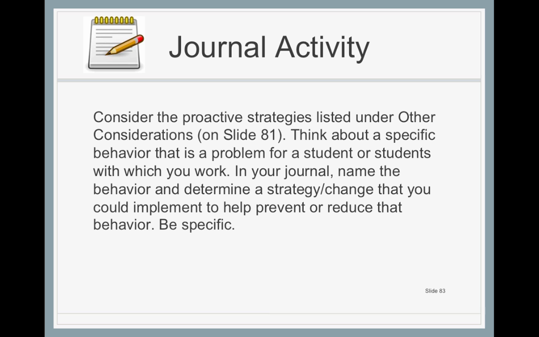For your next journal activity, consider the proactive strategies that are listed under Other Considerations back on slide 81. Think about a specific behavior that is a problem for a student or students with which you work. Then, in your journal, name the behavior that you chose and determine a strategy or change that you could implement to help prevent or reduce that behavior. Please be specific. Pause the video now to complete this journal activity.